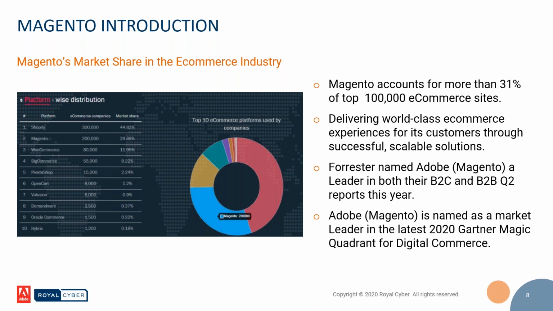Hence, Adobe Commerce, or Magento, is named a market leader in the latest 2020 Gartner Magic Quadrant for digital commerce. And with Magento's latest 2.4 release, on which we did a webinar, by the way, a few days back, you can go to Royal Cyber, or in fact, we'll send you a link along with the slides of this webinar as well.